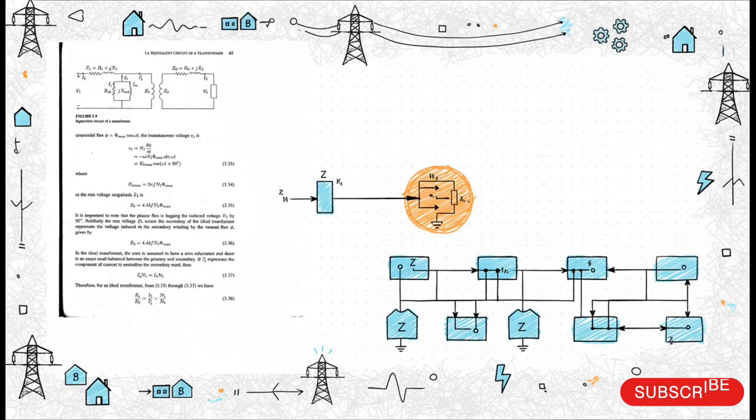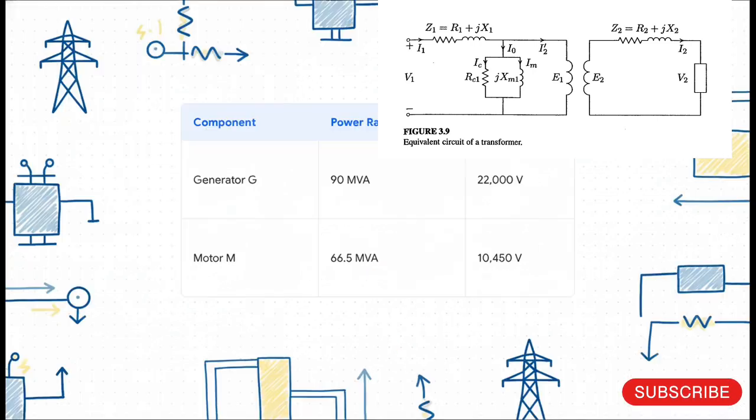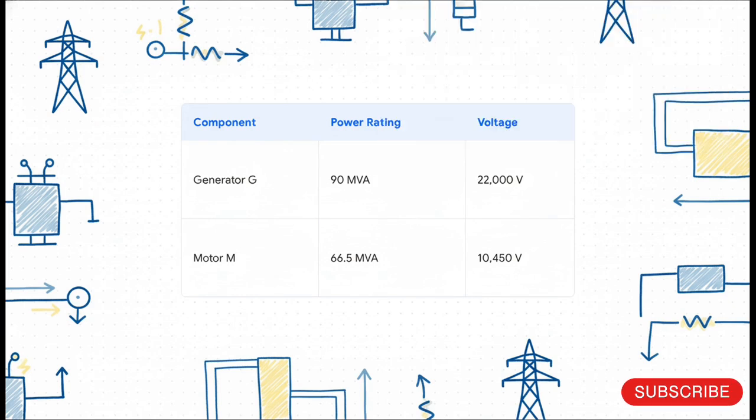And here we go again. This is just a perfect example of that consistent modeling strategy. Just like that giant generator, this huge, heavy, oil-filled transformer gets boiled down to another neat little equivalent circuit. It's what allows engineers to predict exactly how it's going to behave with math without getting bogged down in all the messy physical details.